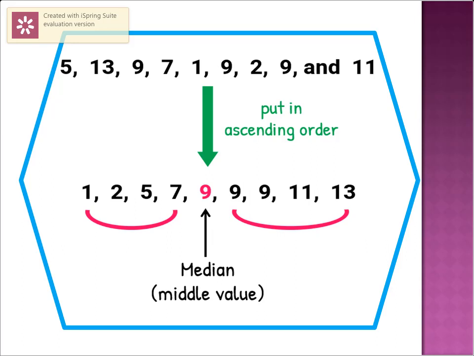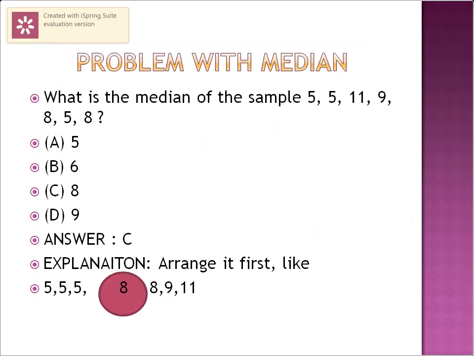Here I gave a problem for median. What is the median of the sample: 5, 5, 11, 9, 8, 5, 8? The answer is C. How it is C: first of all, we need to arrange it in ascending order like 5, 5, 5, 8, 8, 9, 11. So it is a 7-number odd median problem. We leave 3 numbers on the left side and 3 numbers on the right side. In the middle we see 8, which is the median of this set.